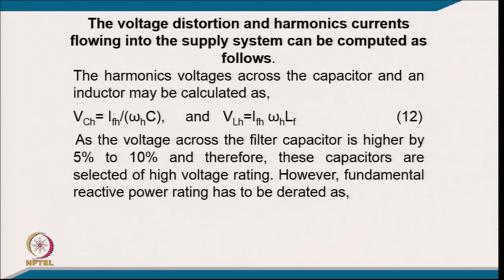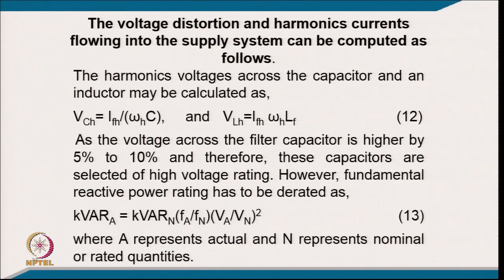However, the fundamental reactive power rating has to be derated. So, now the kVAR rating will be kVAR n divided by f actual upon f n, into V actual upon V n squared, where A represents actual and n represents the nominal or rated quantity.